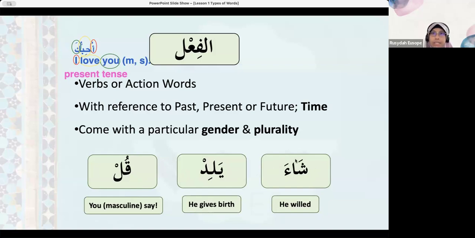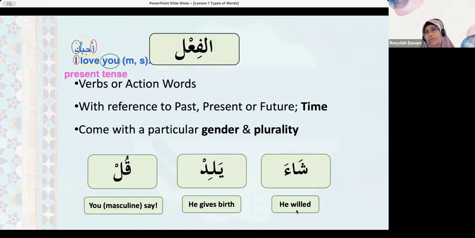So these are all examples of fi'il, whether it's past tense, present tense, or future tense. All these will be covered much later, not in this lesson. In this lesson, we hope that by the end you are able to identify isim, fi'il, and harf. So how do we know whether this is a fi'il or not? At this level, I think we need to look at the meaning.